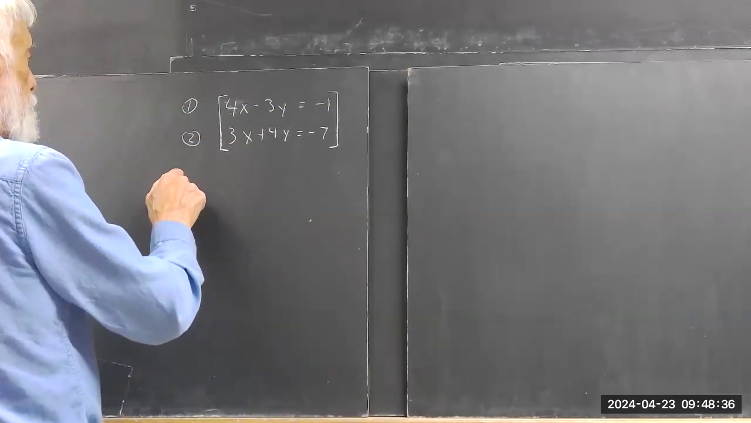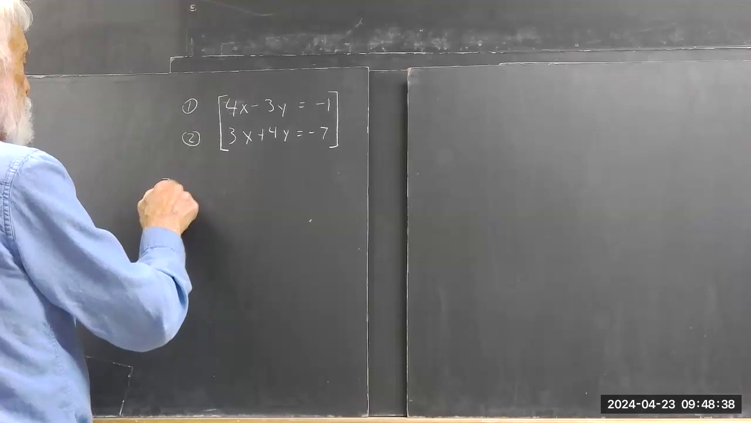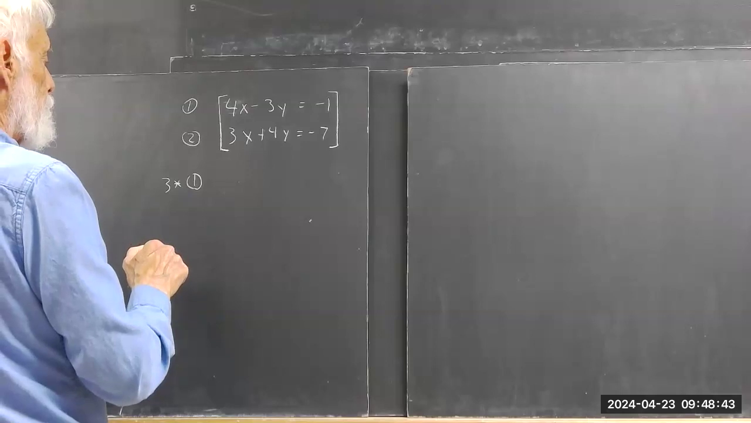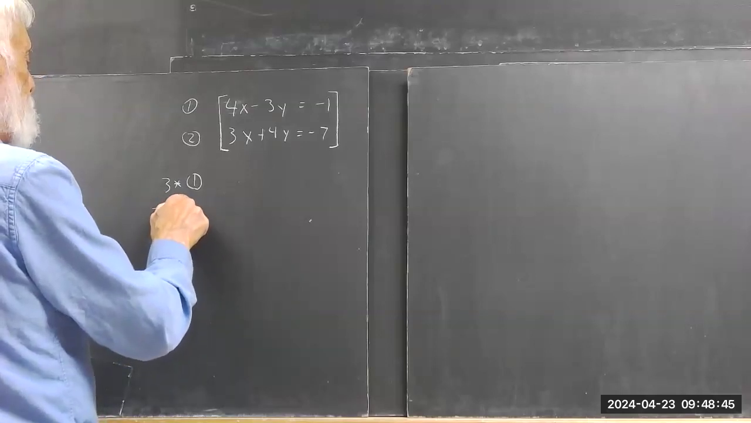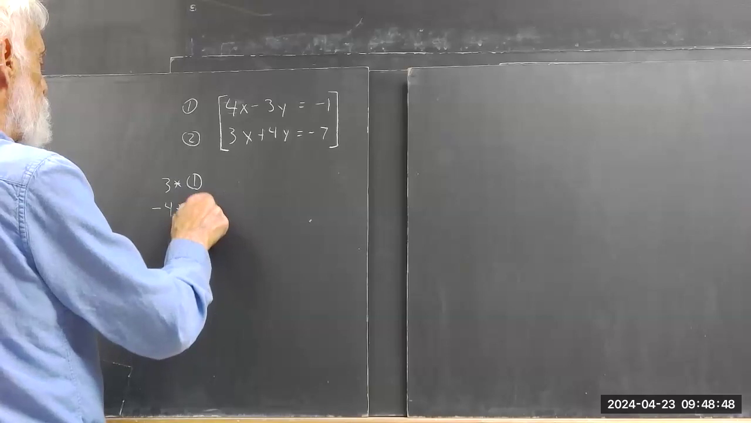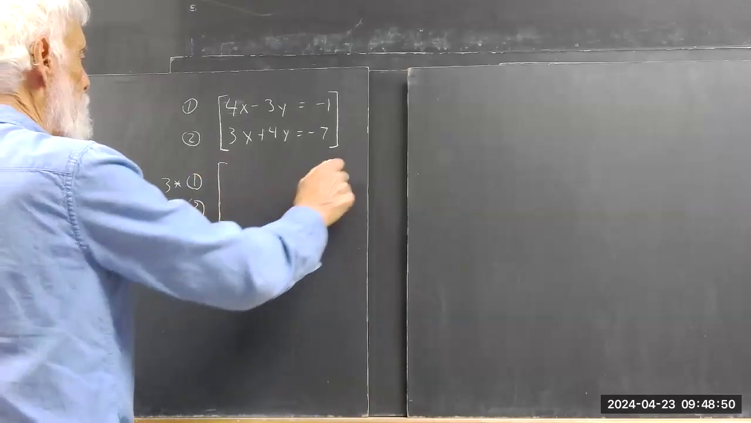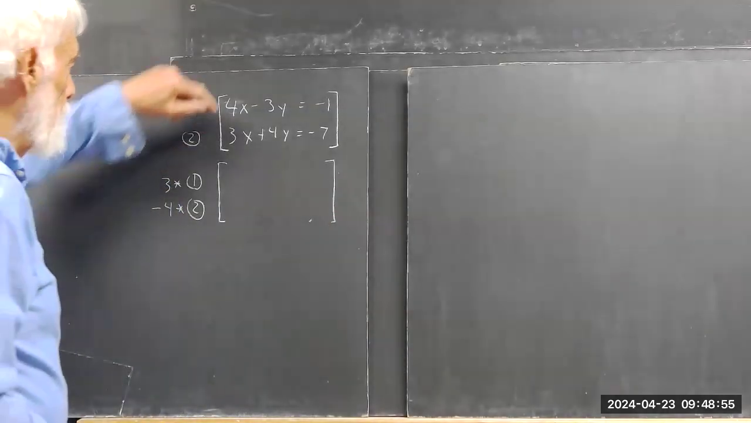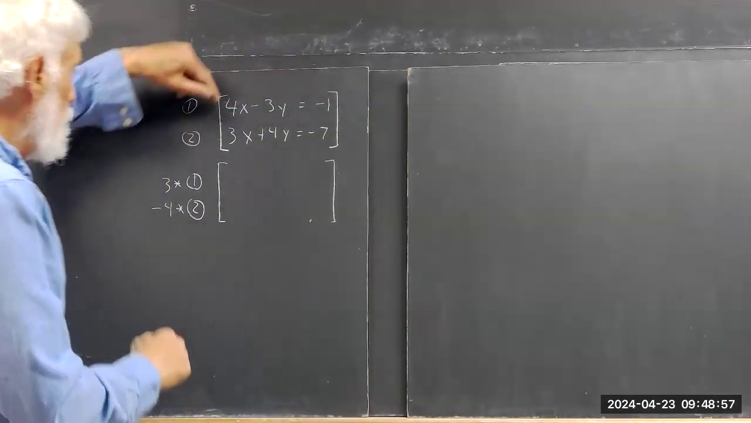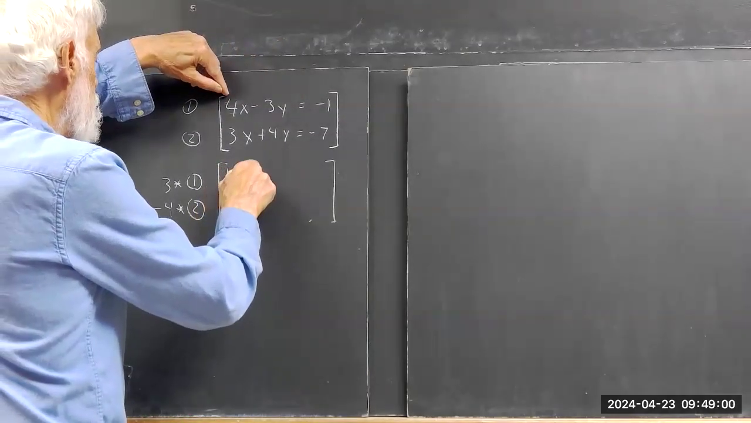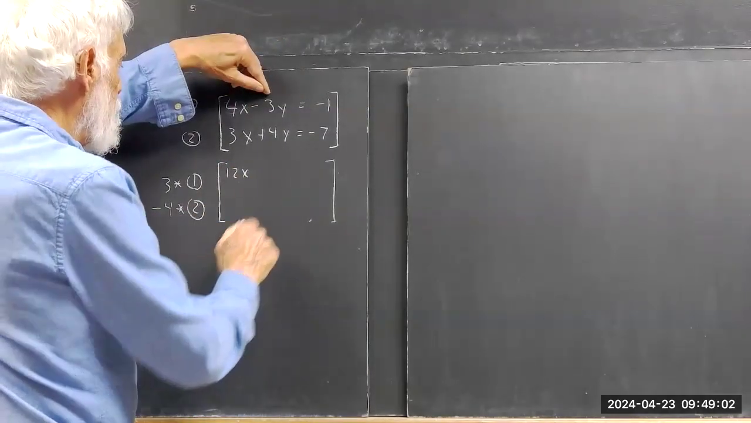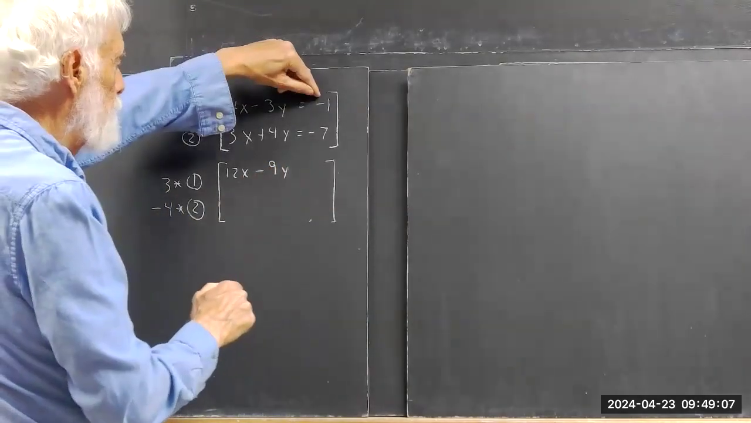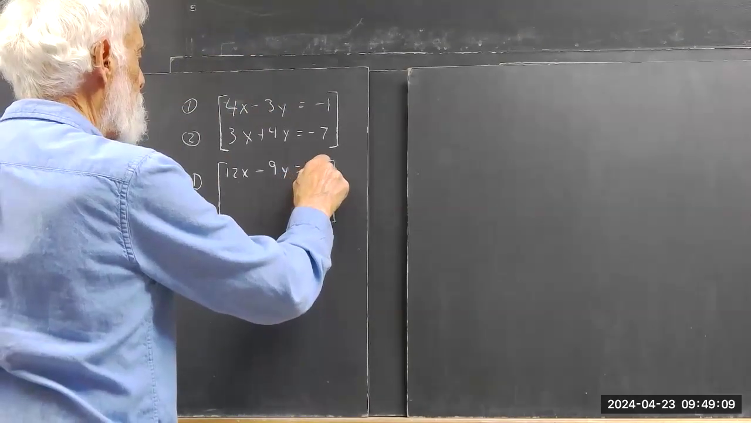Okay, now I'm going to do 3 times row 1 and -4 times row 2. Well, we multiply 3 by each of these numbers. 3 times 4 is 12, so we have 12x. 3 times -3 is -9, so we have -9y. 3 times -1 is -3.